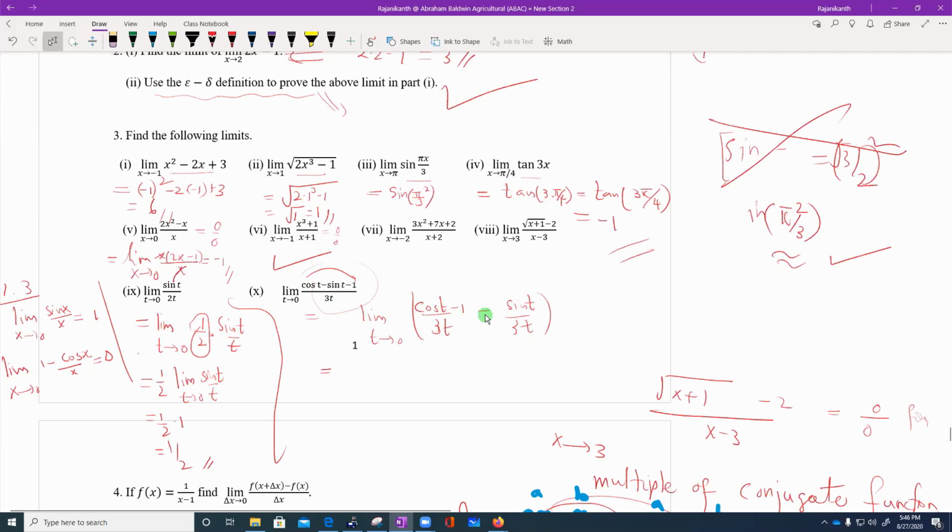Now, again, the limit properties. If you have a plus or minus sign inside the function, you could put the limit and distribute separately. So this is the limit as t goes to 0 of cosine t minus 1 over 3t, then subtract the limit as t goes to 0 of sine t over 3t. Okay, so I need more space here.